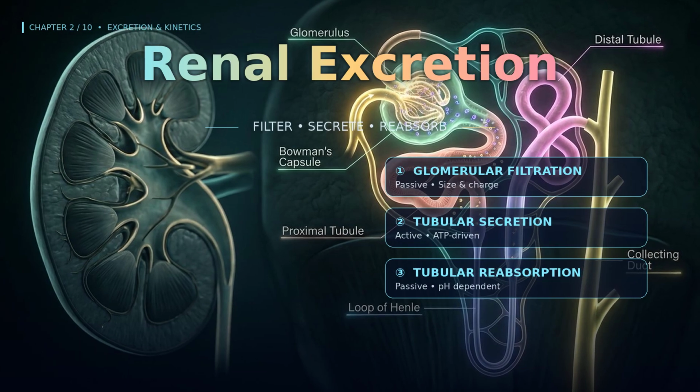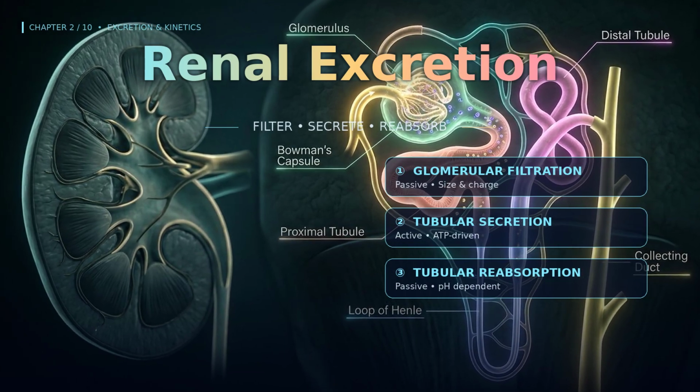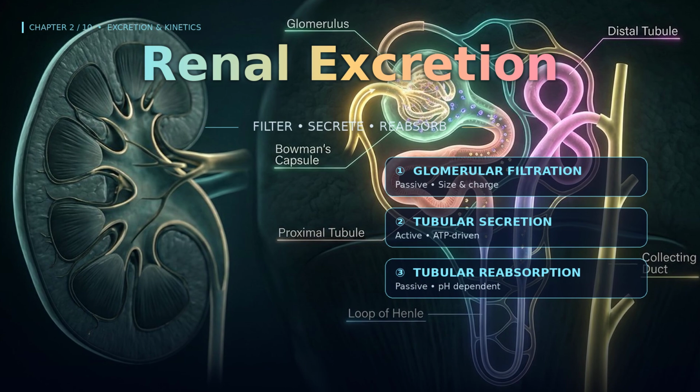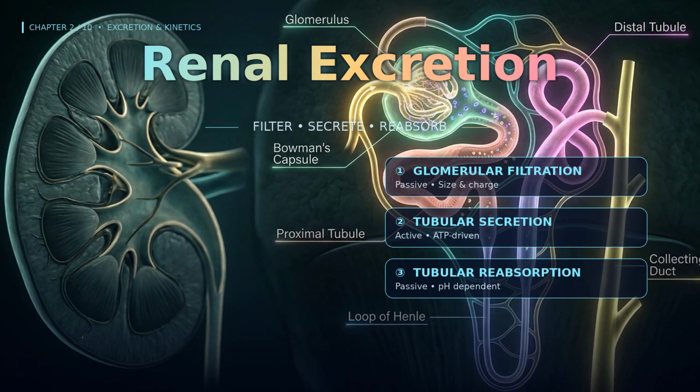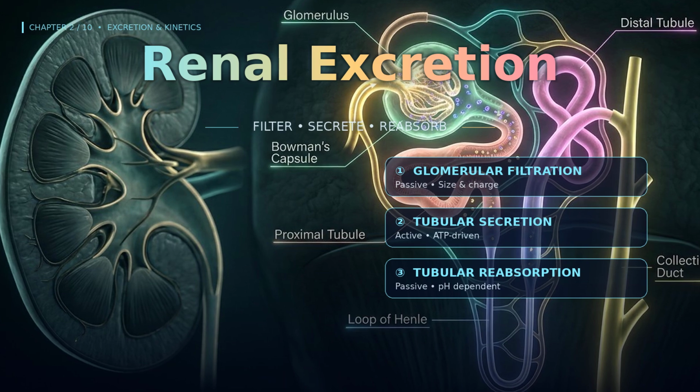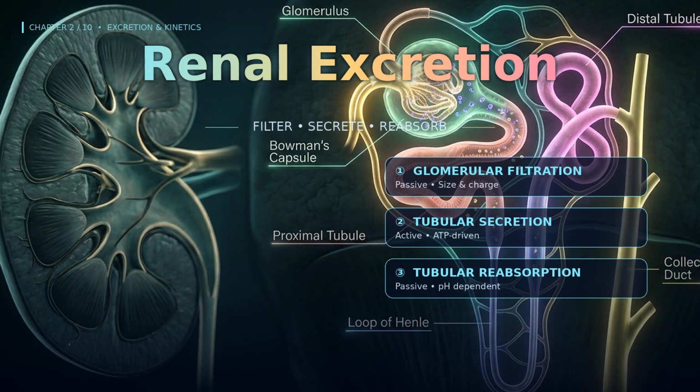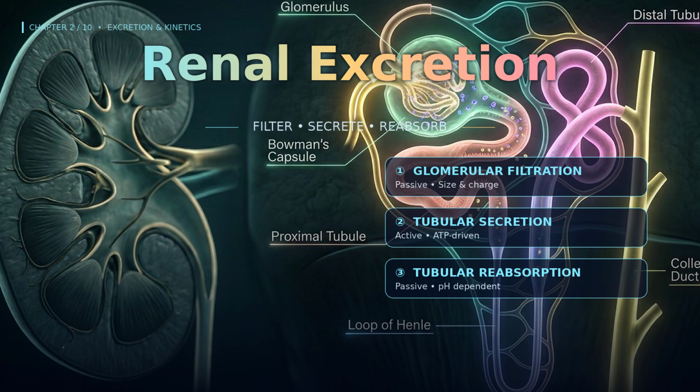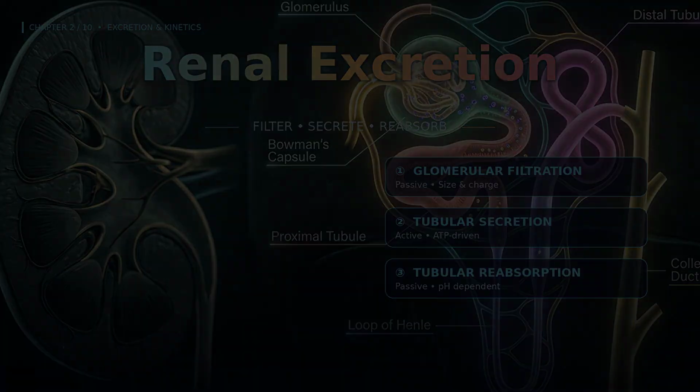Renal excretion is the primary route. Three processes determine how much drug ends up in the urine: glomerular filtration, tubular secretion, and tubular reabsorption. The functional unit is the nephron, where blood is filtered at the glomerulus, drugs are actively secreted into the tubule, and water and selected molecules are reabsorbed back into circulation.